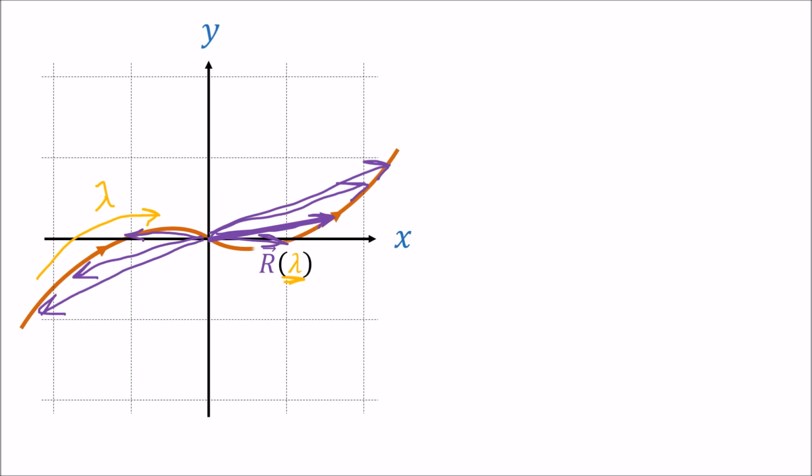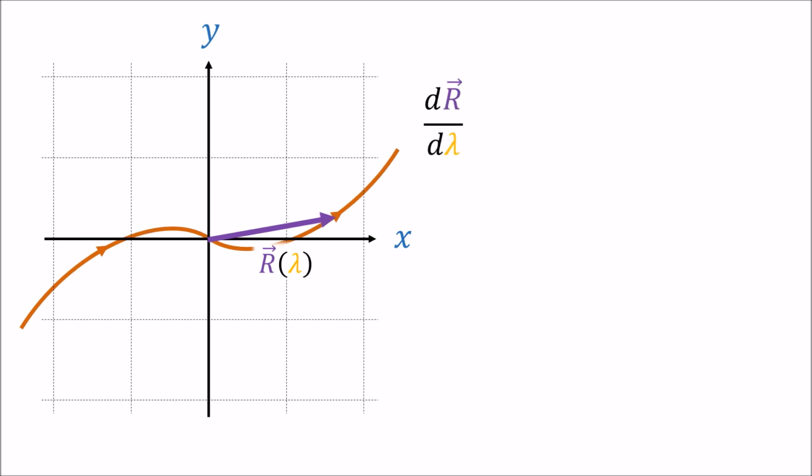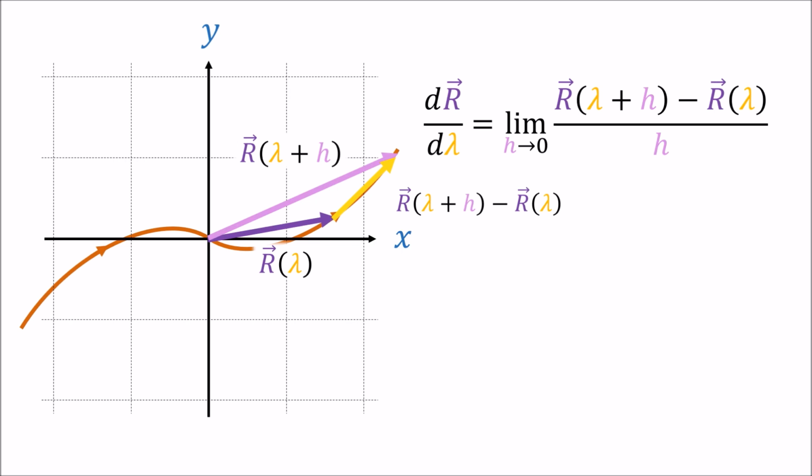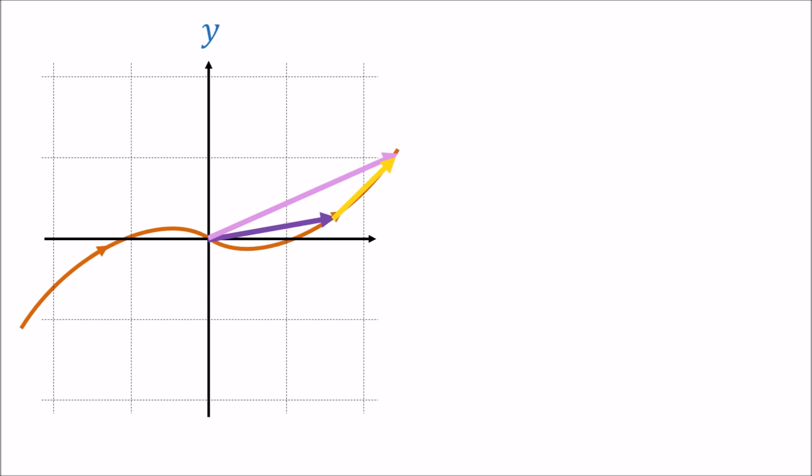If we want to get a vector tangent to this curve, we just need to calculate the derivative, or the rate of change of r with respect to the parameter lambda, which is dr by d lambda. That will involve taking a position vector r of lambda and another position vector a small step away, r of lambda plus h, and finding the difference vector between them and dividing by h. Then to compute the derivative, we take the limit of this expression as h approaches 0. So taking a curve and applying this derivative process gives us a tangent vector defined at every point along the curve. We basically have a vector field along the curve.